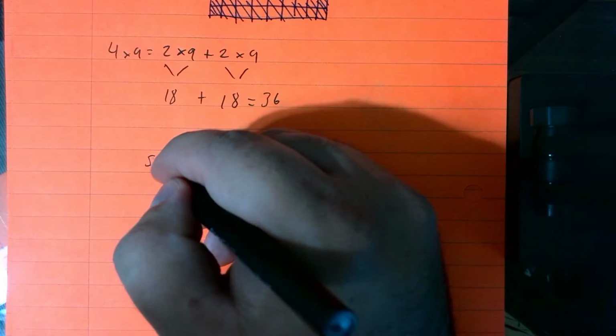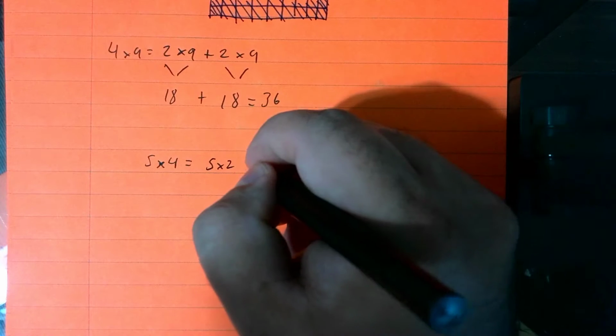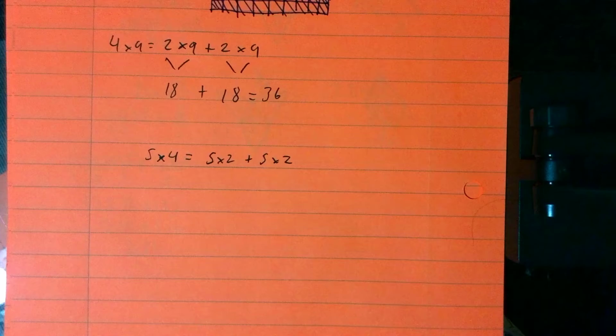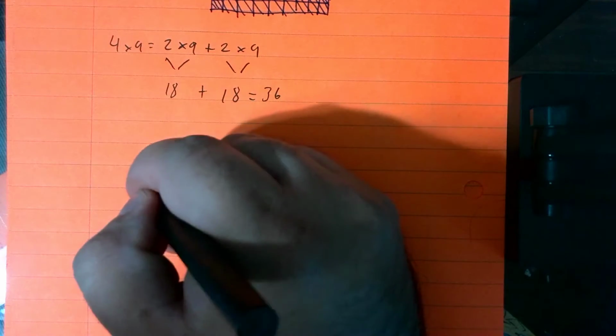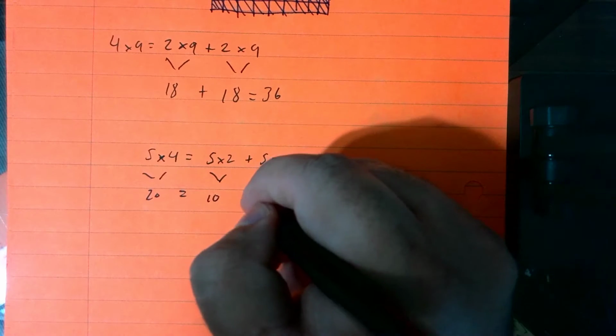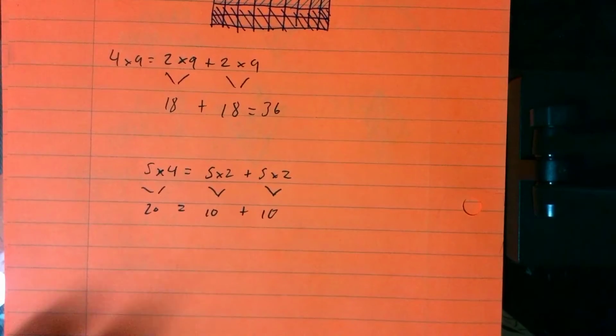So 5 times 4, right? Well, you could also say that's 5 times 2 plus 5 times 2, right? Not that 5 times 4 was hard. We know that this would be 20. But we know that 5 times 2 is 10 plus 5 times 2 is 10. That's honestly a great way.